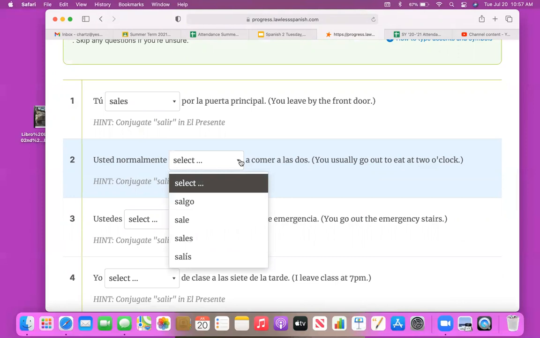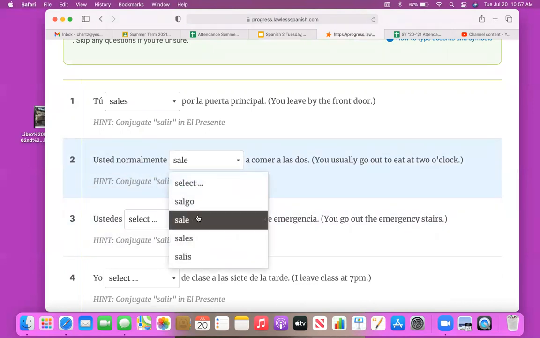So usted. What do you think? Usted sales. Sale, right? Just sale. Oh, sale. If it was tú, it would be sales. But remember, usted just ends in an e.